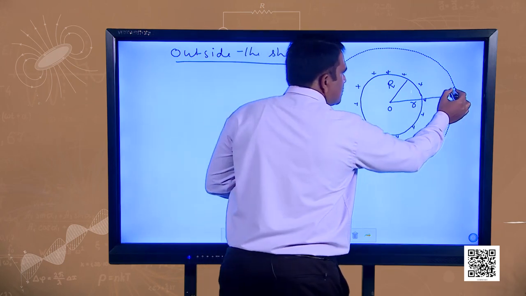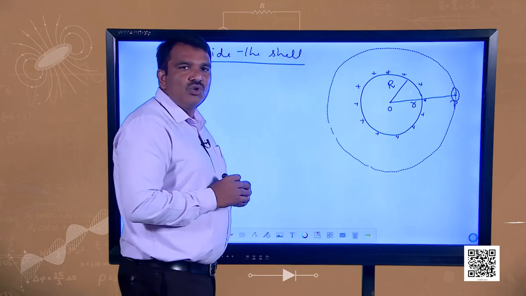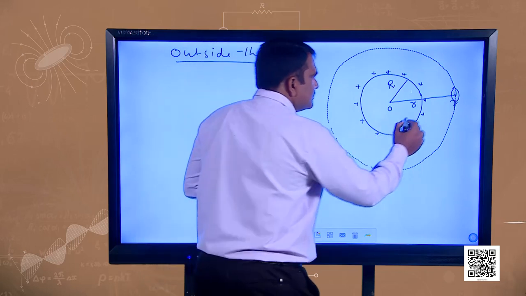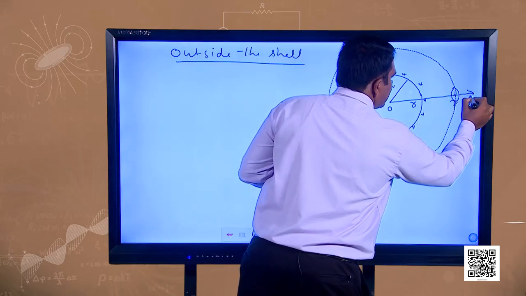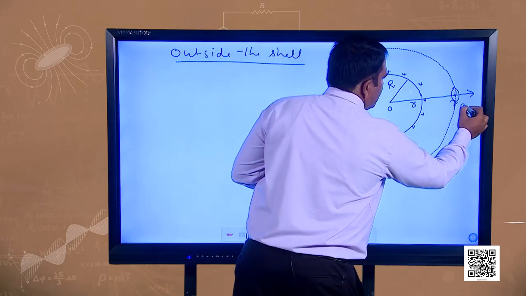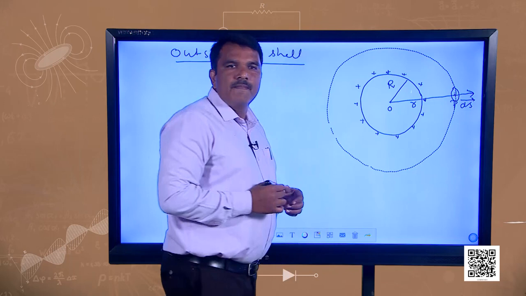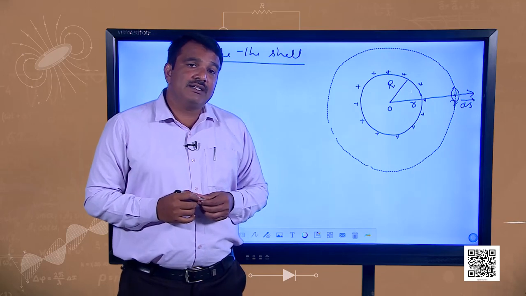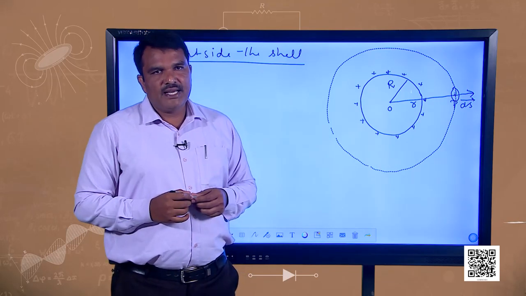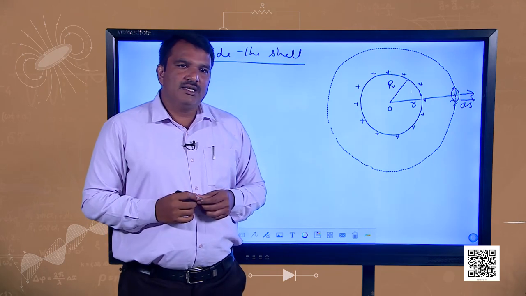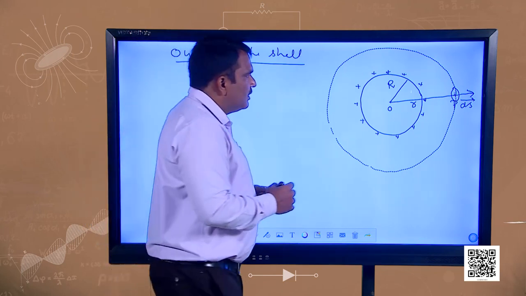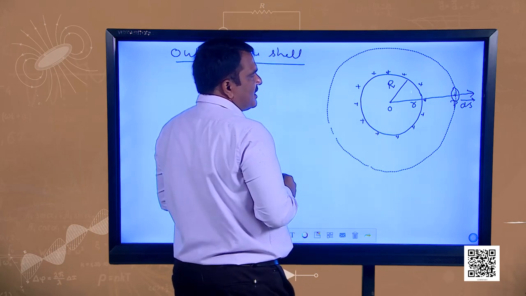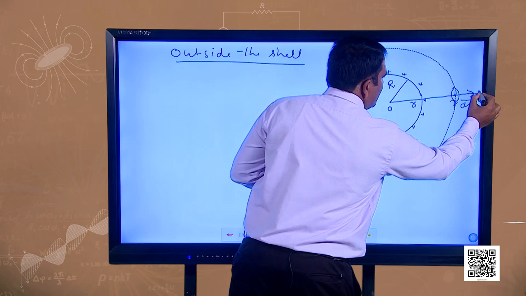Suppose the area of this small element is delta S, and you know that the direction of area element is always in the direction of outward normal. So, this will be the direction of area element. You can call it dS vector. By spherical symmetry, we can easily observe that for all points on the Gaussian surface, angle between electric field and normal is always zero. If we look at electric field at this point, due to this charged spherical shell, it should also be radially outward.